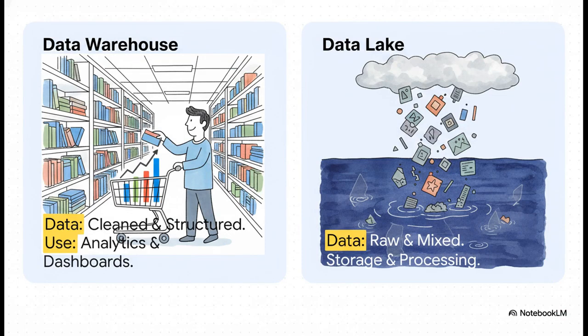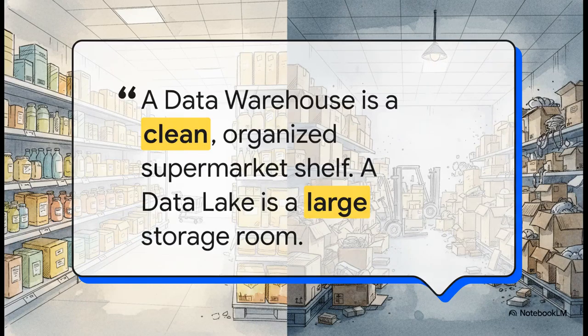And you can see the core difference right here. A data warehouse, that's all about cleaned, structured data that's ready to go for analytics and dashboards. But a data lake, on the other hand, is for raw, mixed data. It's basically a giant storage depot for stuff you might want to use later on. Here is the absolute best way I've ever heard to remember the difference. Think of the data warehouse as a clean, perfectly organized supermarket shelf, right? Everything has a label, a price. It's ready for you to just grab and consume. But the data lake? That's the giant, messy storage room out back, where all the boxes are just dropped off the truck, waiting for someone to sort through them, eventually.